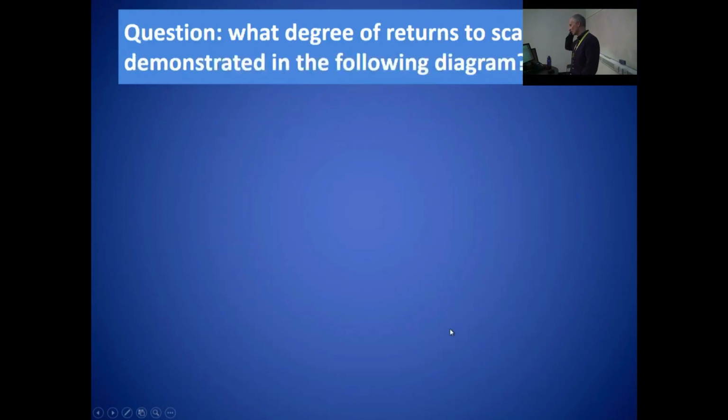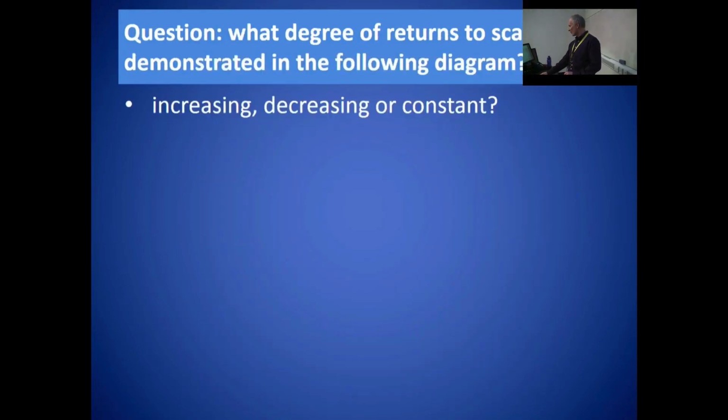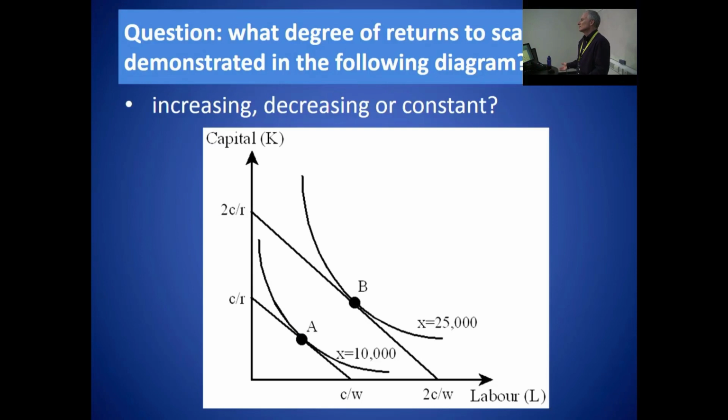So the question I would ask you, what degree of returns to scale? Can anyone hazard a guess? Is it increasing, decreasing or constant? Increasing, decreasing or constant? What have we done to all factor inputs? We doubled them. What's happened to output? Increasing, exactly, thank you. Thank you for volunteering as well.